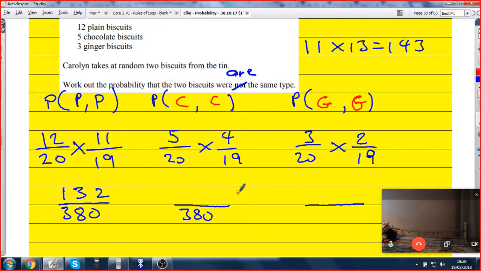Okay. So then this one is 20. Mm-hmm. And the next one is 6 over 380. Okay.